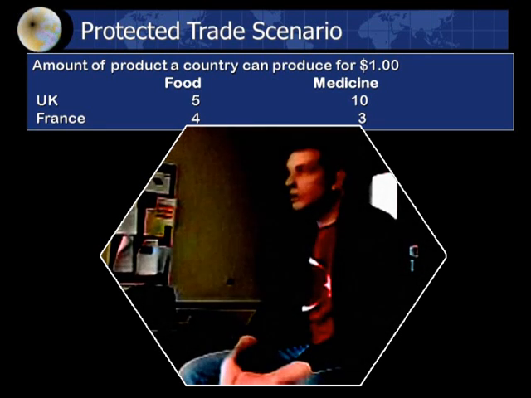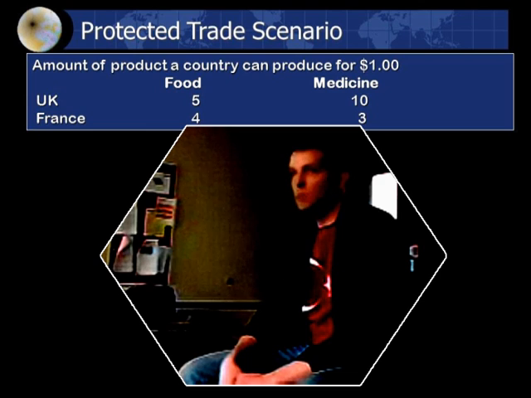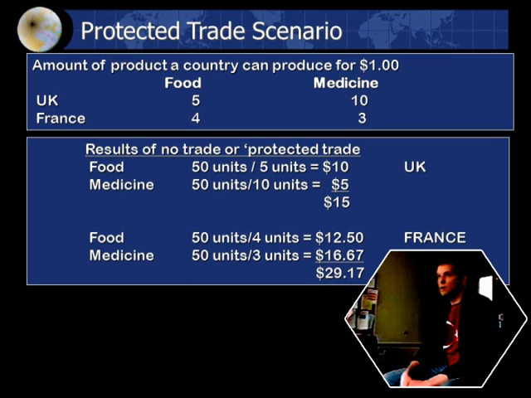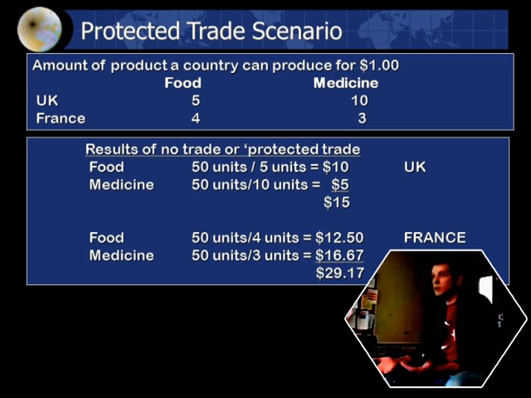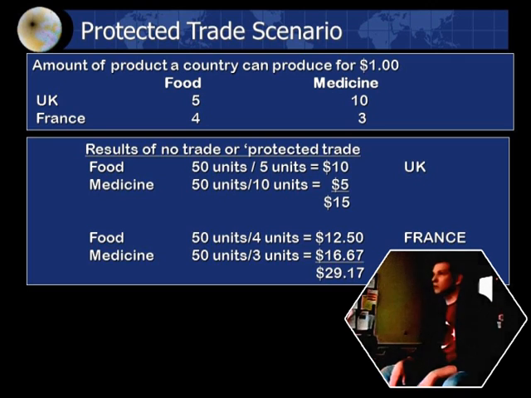Which country's doing better in terms of productivity? The UK is clearly doing better on both, right? Let's say that within each country you have to make 50 units of food and 50 units of medicine in order to meet the demand within your country. In the case of the UK, making 50 units of food, given their level of productivity, is going to cost them $10. Medicine, they're even more efficient at, 10 units per dollar, so it only costs them $5. So their total cost to meet that demand is $15.